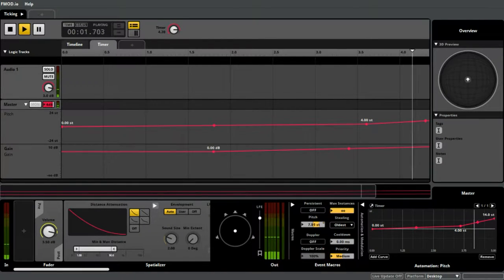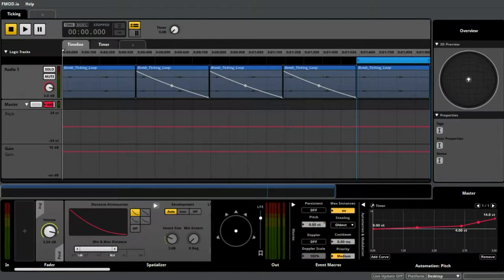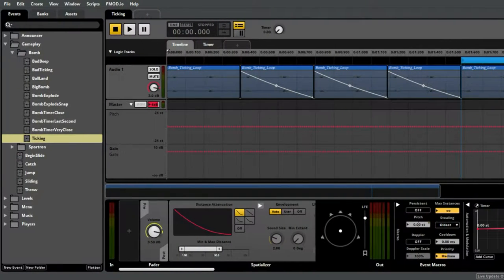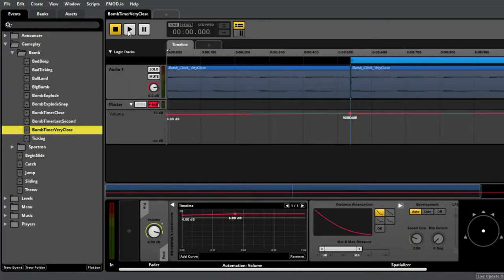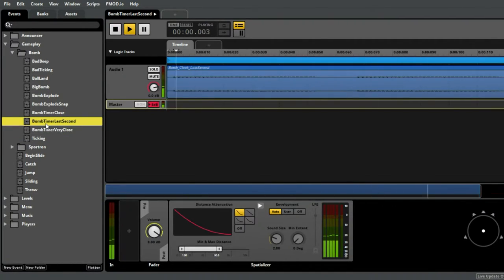Now, during the time when the bomb is about to explode, not only does the ticking get faster, but the bomb also starts beeping, and that's done using 3 separate events, each one having a higher volume than another. The first one is played between 5 and 3 seconds. The second one is played between 3 and 1, and this one has its volume automated, so that way it seems like it's rising from the previous event. And the final one is between the last second and the time the bomb explodes.